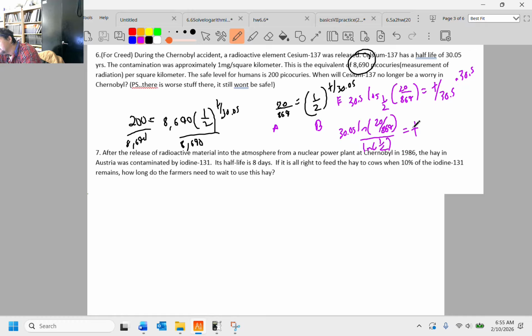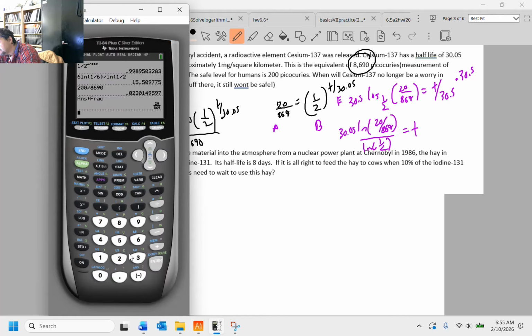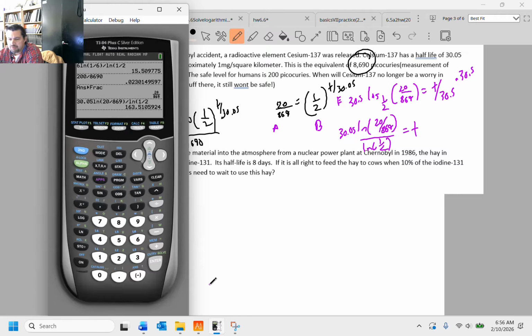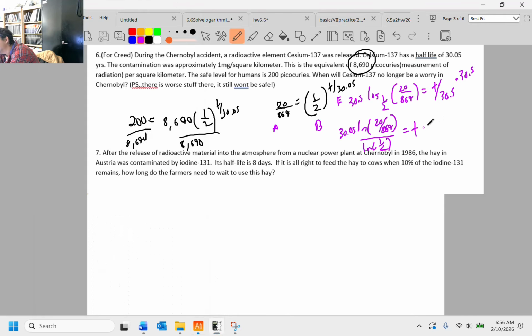That's my time. So let's see how long it takes for Chernobyl to be safe from this particular element. There is bad stuff still there. And that was sitting pretty over the natural log of 1/2. So 164 years. We'll just say 164 years. We want to be on the safe side here. We don't want people moving back immediately.